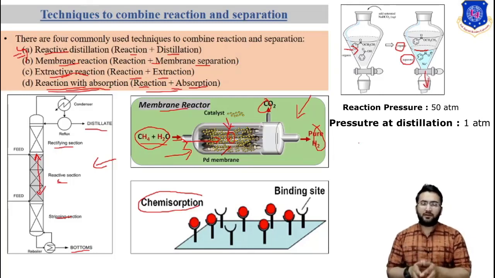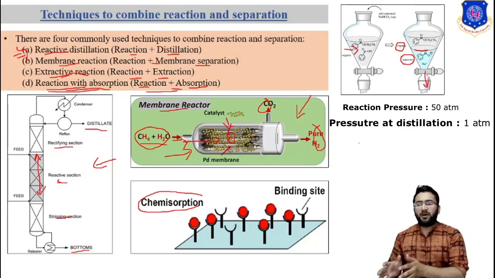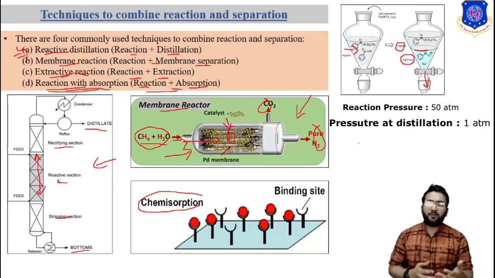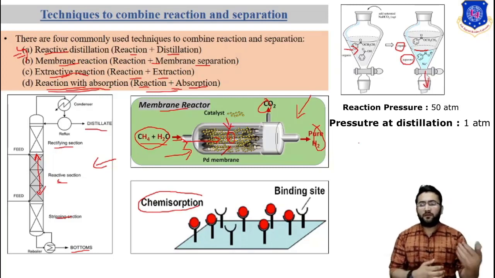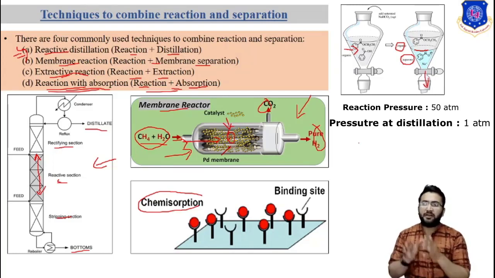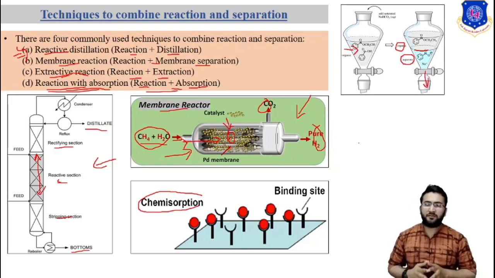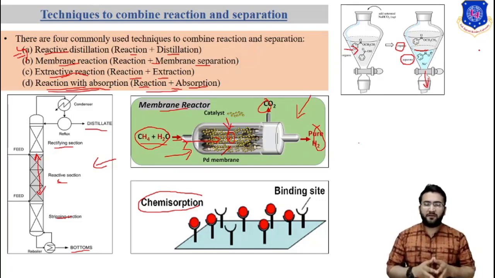For the reaction, 50 atmospheric pressure and 180 degrees Celsius temperature are required, but for the separation, 1 atmospheric pressure is required. So we cannot achieve this condition. For the reaction, we need 50 atmosphere, and for the separation, we have to go to 1 atmosphere. So we cannot achieve this drastic change of pressure in only one vessel. So this is one of the disadvantages of reactive distillation. This is all about carrying out reaction and separation in one vessel, and its various advantages and disadvantages.